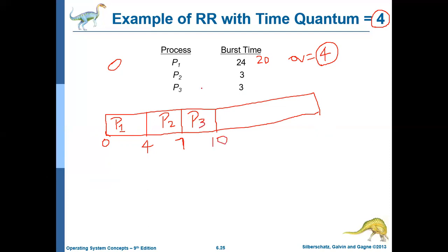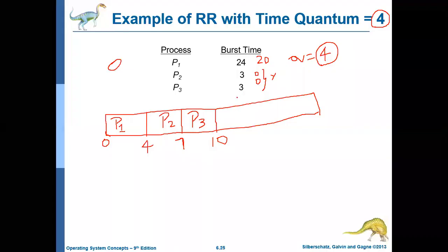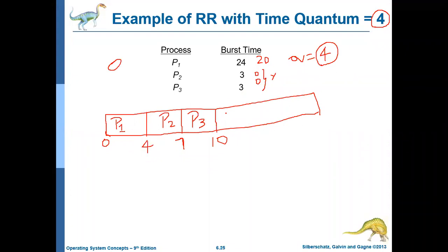Again the operating system will check the ready queue. P2 has completed and P3 is also completed, so these two processes have already finished. Only P1 is in the ready queue, waiting. So now the operating system will assign P1 to the CPU. P1 will execute for the next 4 milliseconds, that is up to the 14th millisecond.